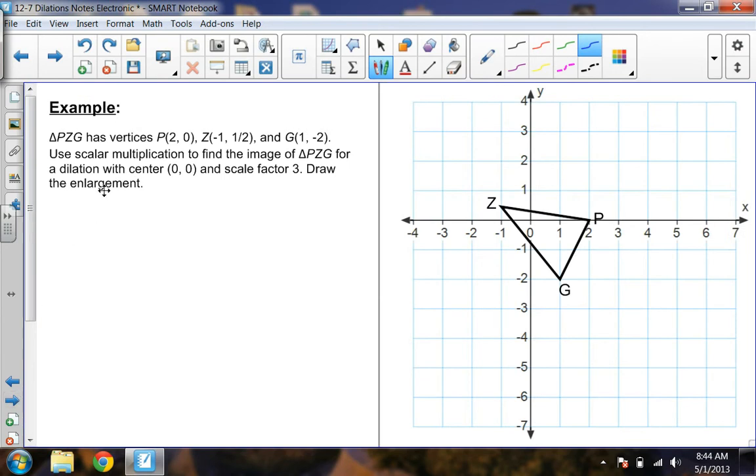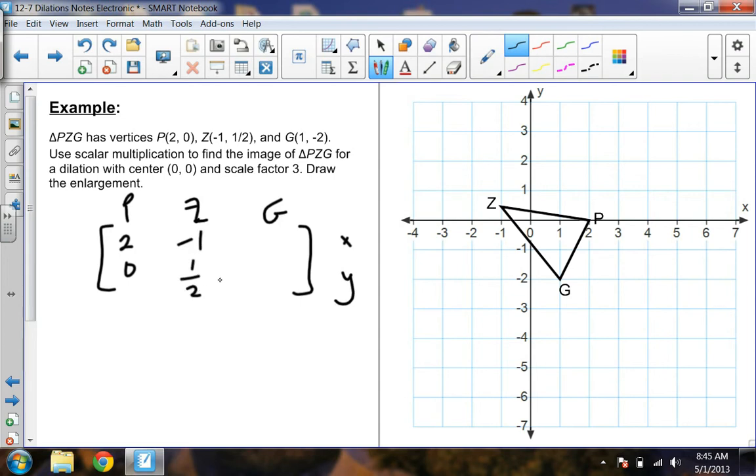Okay, here's an example where I'd like you to use matrices. I have triangle PZG. In fact, let me actually draw out my matrix to start off. P is at 2, 0. Remember, these are my x's and these are my y's. Z is at negative 1, 1/2. G is at 1, negative 2.